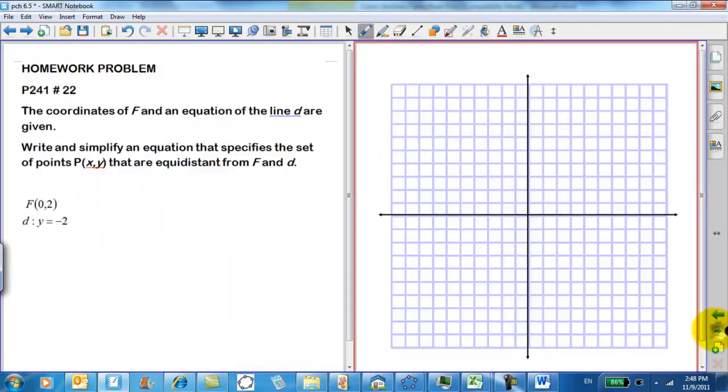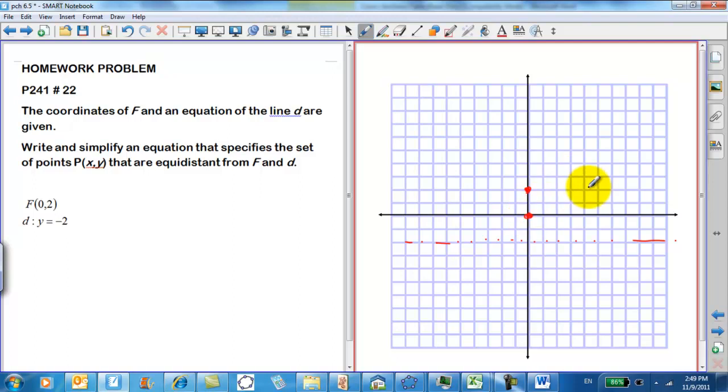Now let's try a homework problem. And if you're confident, you can start at this point. Otherwise, you can watch as we do a few more of these, and I'm going to do some GeoGebra backup on these as well. The coordinates of F and an equation of the line D are given. The focus is at 0, 2, and the line is y equals -2. So here's 0, 2, and you have the line y equals -2. Write and simplify an equation that expresses the set of points that are equidistant from F and D.